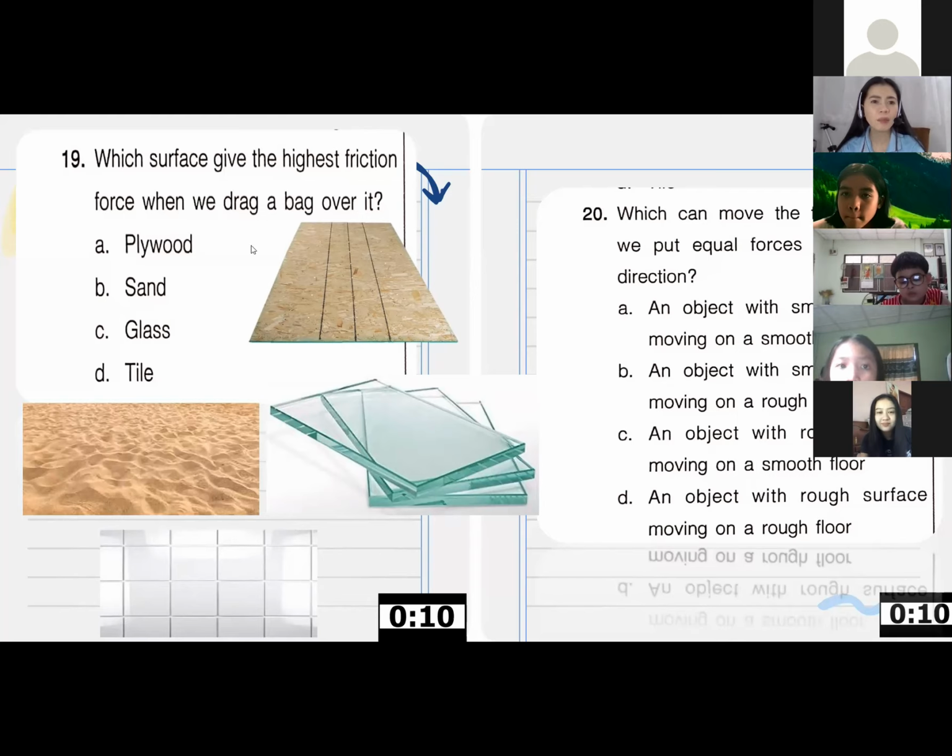Okay. A, plywood. B, sand. C, glass. D, tile. Ready? Go. Which has the roughest surface, that when you drag a bag over it, it has the highest friction force?